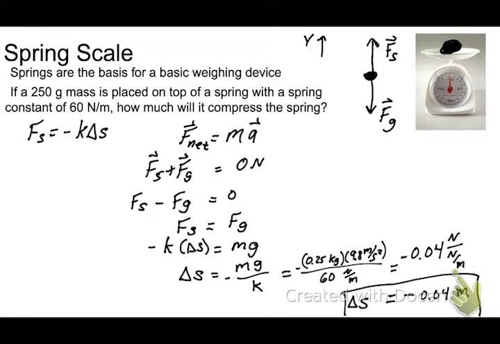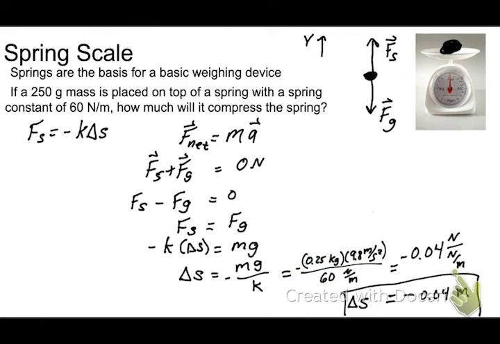Okay, so all we've done is take this expression, plug it in right there for Fs. We've done what we've seen many times. Fg is just the mass multiplied by the acceleration of Earth's gravity. Okay, all right. The next step is we want to isolate delta S, so that's what we've done here. All we've done is move the negative k to the other side, to the right side of this expression, and that gives us this right here. Okay, so next step is all we have to do is just plug numbers in. That's this step right here.